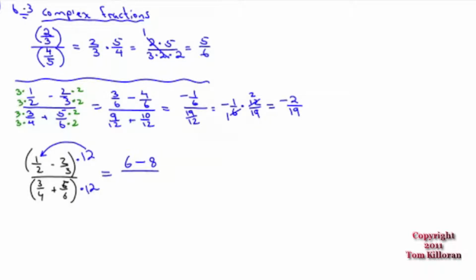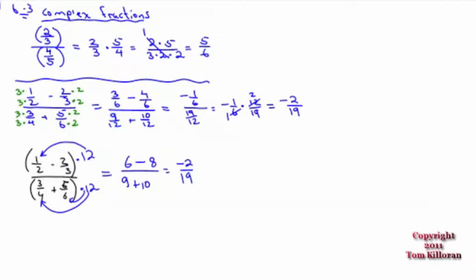Over, and then distribute this guy through. 4 goes into 12, 3 times 3 is 9. So you get 9 here. When you hit this one, 6 goes into 12, 2 times 5 is 10. 6 minus 8 is -2. 9 plus 10 is 19. And we've skipped a ton of steps. So it's a nice little technique.